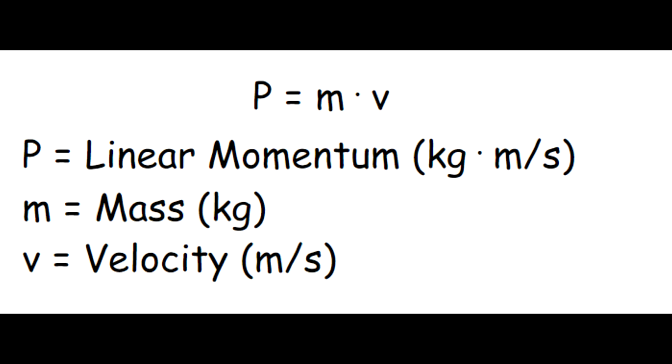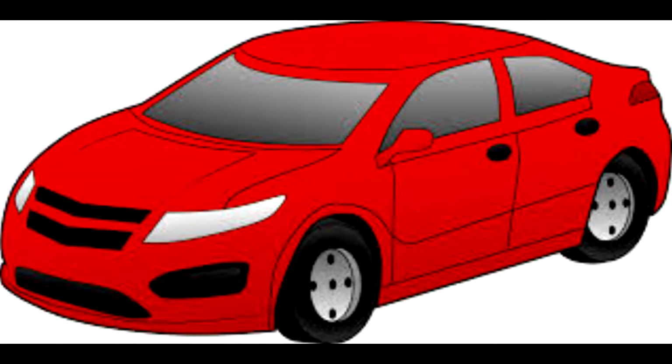In variables, p equals m times v, where p is momentum, m is mass, and v is velocity. This equation gives us the linear momentum possessed by an object in question. Therefore, in real-life situations, any object that possesses mass and is in motion can have its linear momentum measured.